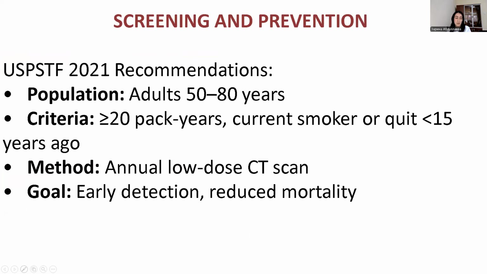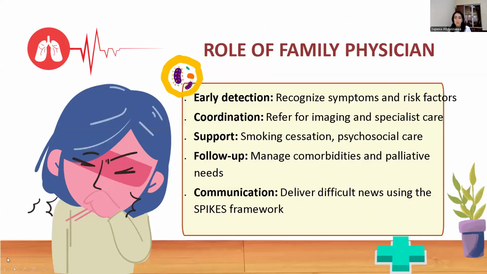So, about screening. Recommendations for screening: we have to screen adults if they are 50 to 80 years old. Criteria for them are more than 20 pack-years or current smokers. And we can use a low-dose CT scan for them. Our goal from this screening is early detection and reduced mortality.